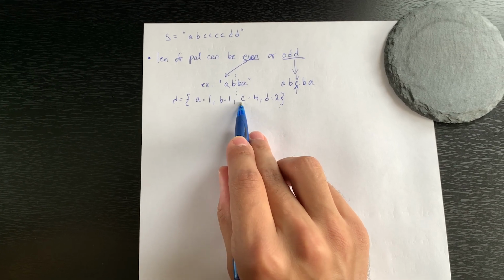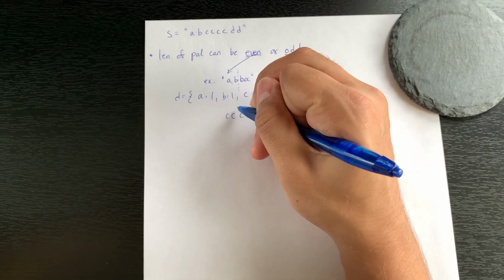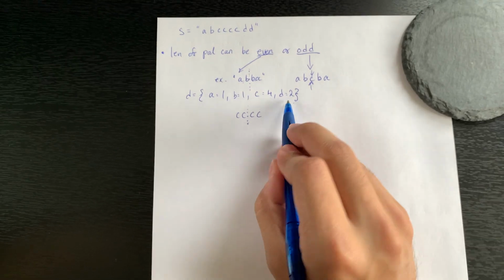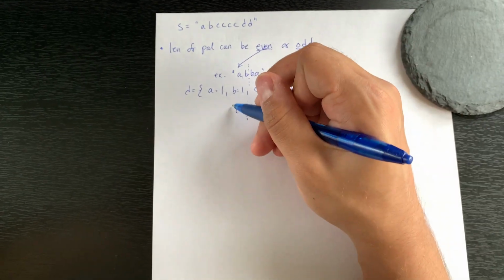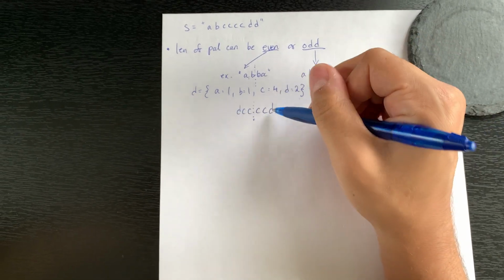So for example, with these 4 C's, we can always make a palindrome because we have our line in the middle and on both sides it's mirrored. Same thing with D. It occurs twice, so we can add one D on this side and one D on this side, and we can maintain our palindrome.